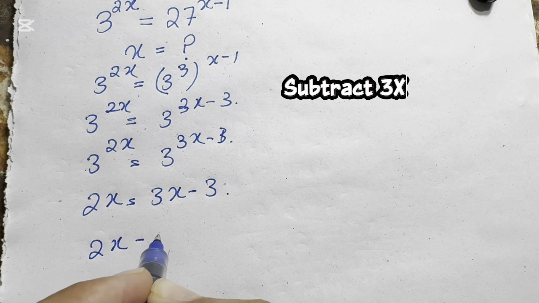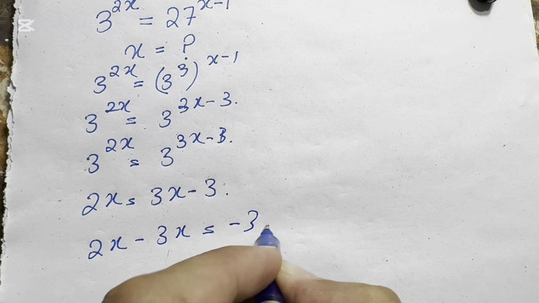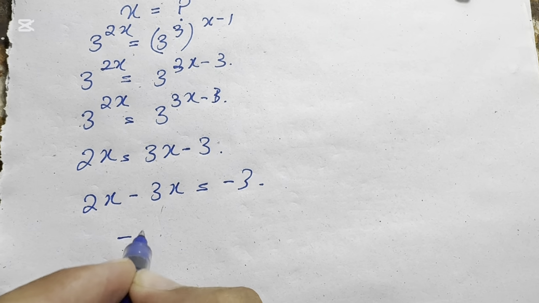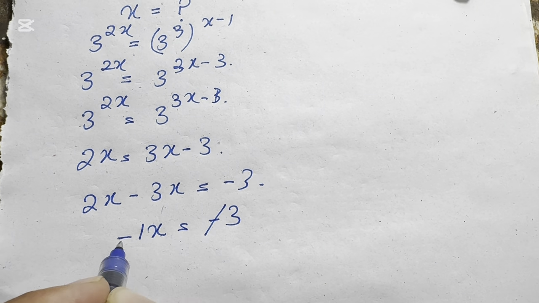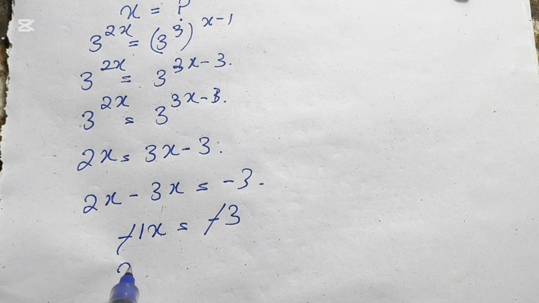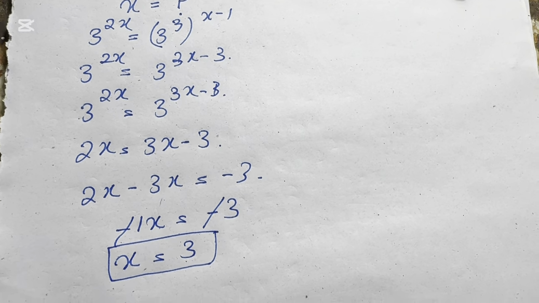2x minus 3x equal to minus 3. So minus 1 will be equal to minus 1x equal to minus 3. Minus with minus cancel out, so x equal to 3. The right answer is 3.